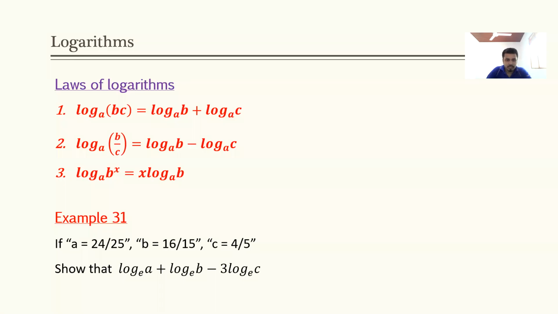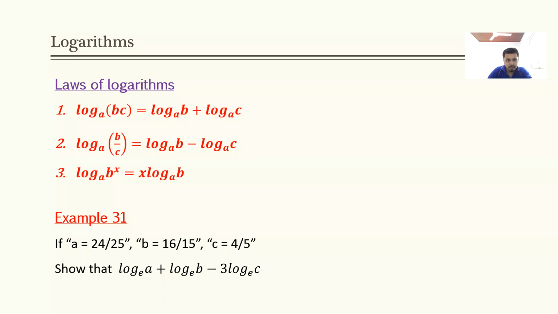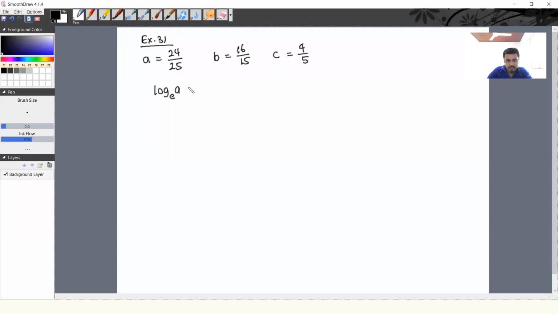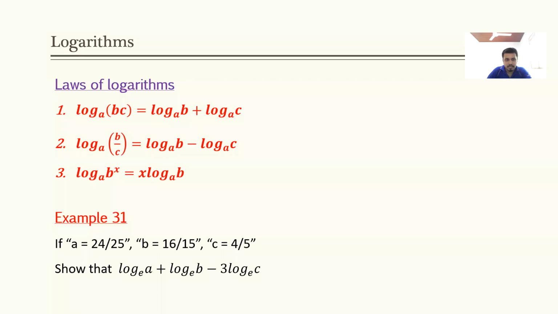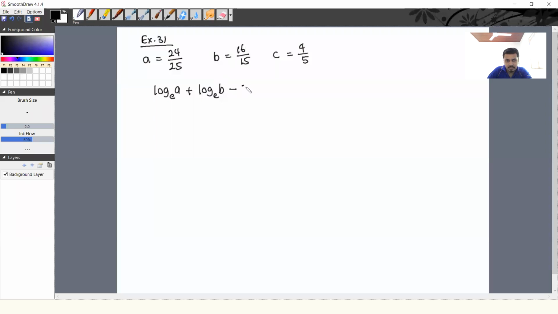The expression is log a to the base e plus log b to the base e minus 3 into log c to the base e. Right? So how can we find the values here?